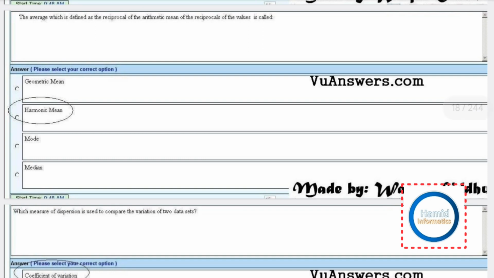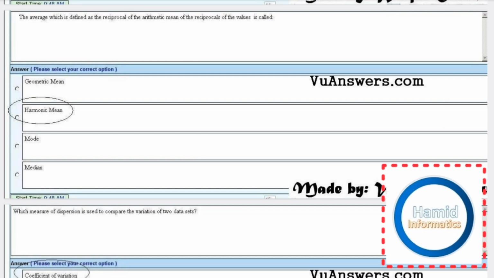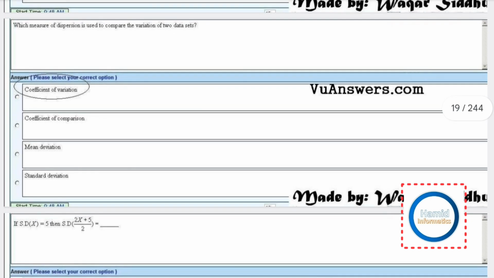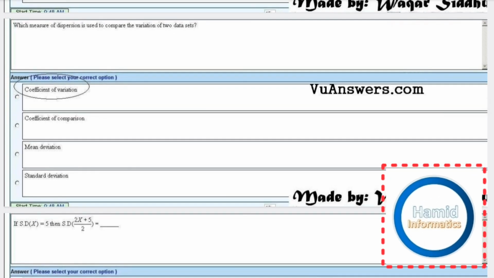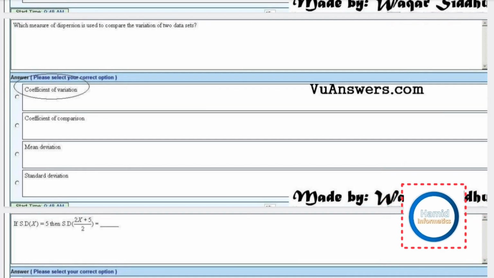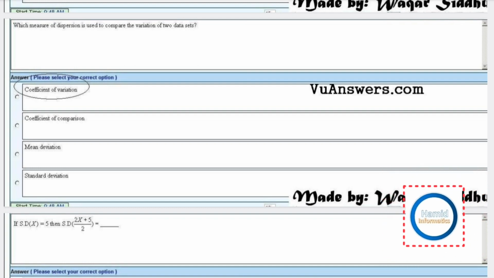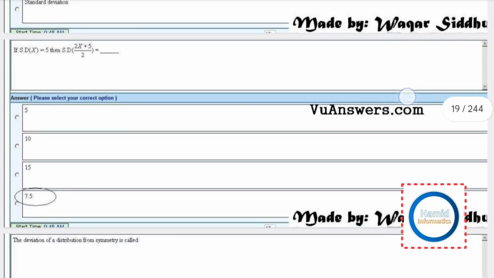The average, which is defined as the reciprocal of the arithmetic mean of the reciprocals of the values, is called harmonic mean. Which measure of dispersion is used to compare the variations of two data sets? Answer is coefficient of variation.